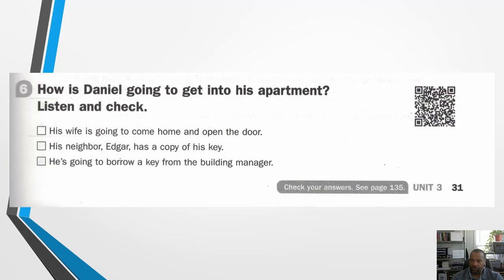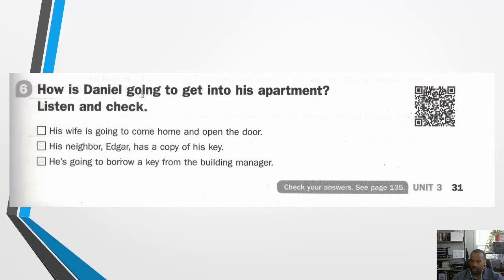Okay, let's move on. Number 6. The question is, how is Daniel going to get into his apartment? So what we need to do is listen to the conversation. If you can scan this barcode, then you can listen to the conversation, and then we can complete the question.